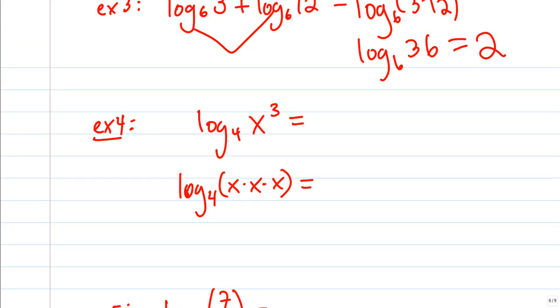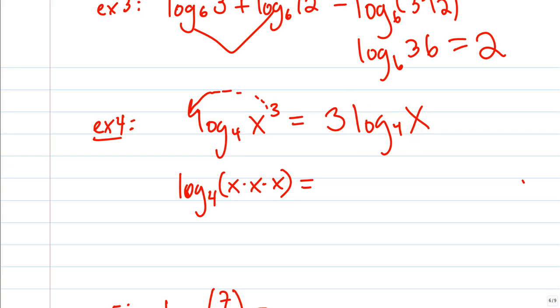All right, we're going to expand this, right? Two ways of thinking about this, and this is probably the one that's bothering you the most, but I said we can take that exponent, that 3, and we can expand it. We can bring it to the front and make that 3 log base 4 of x.